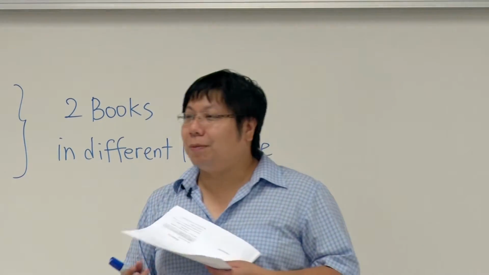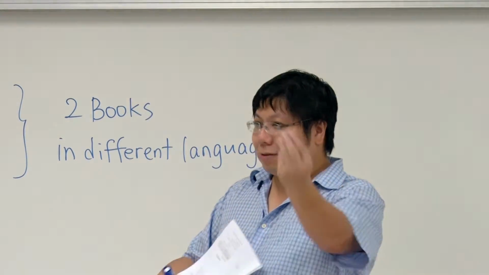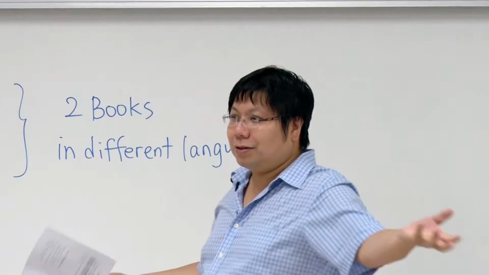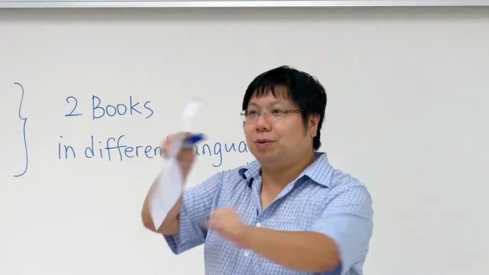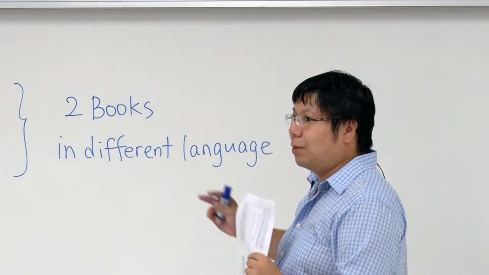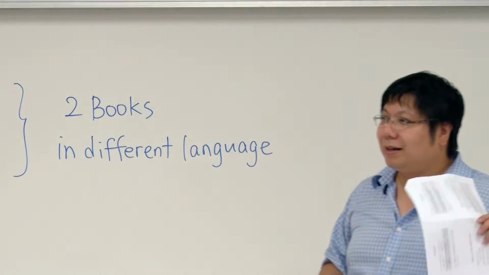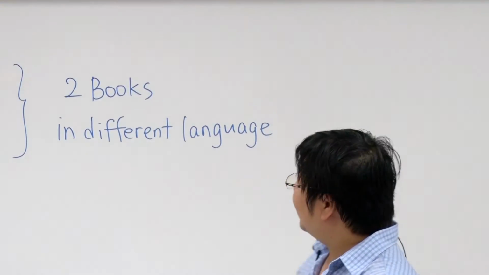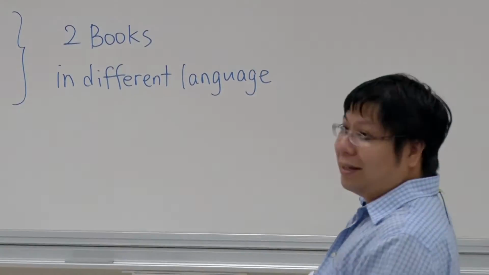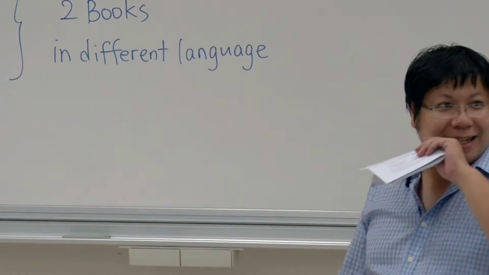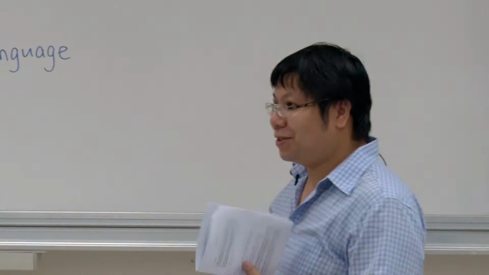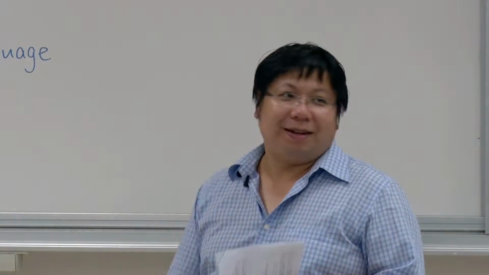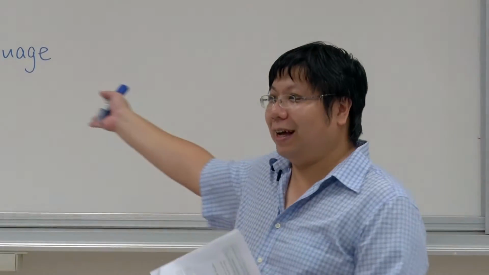Okay, so order does not matter. As long as there are 2 books, one in Chinese, one in English, this is 2 books. So the ordering of the 2 books doesn't matter. So I want to count how many ways there are. Okay? I think this is tricky. If I tell you the answer, it is very simple.